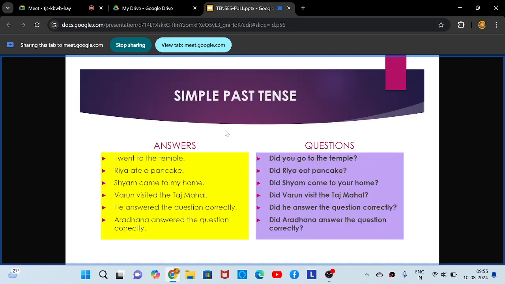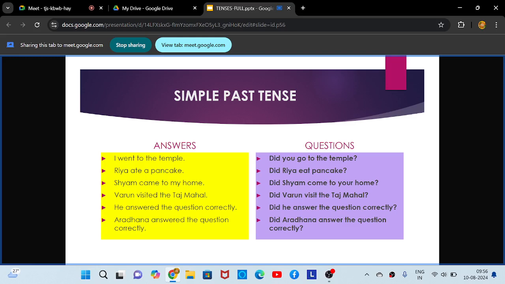Now moving to simple past. We shall discuss the 4 past tenses also today. In simple past tense, the questions will always begin with did. In simple present tense it was do or does. Right. So in simple past all the questions will begin with did. The first one: did you go to the temple? The answer is, yes, I went to the temple.